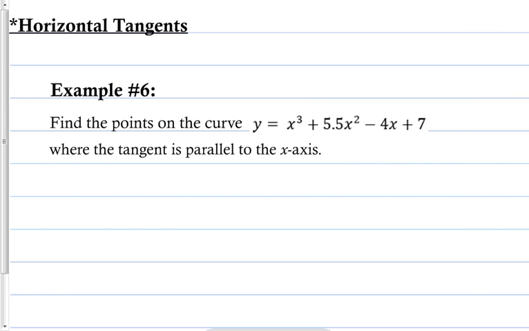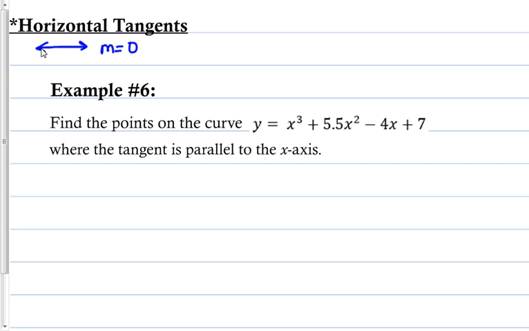All right, horizontal tangents. Remember, horizontal is left to right. So whenever I have a horizontal tangent, my slope is 0. Okay, so example 6. Find the points on the curve. You can see it. It's long. Y equals whatever, whatever, whatever, where the tangent is parallel to the x-axis. Okay, so parallel to the x-axis.